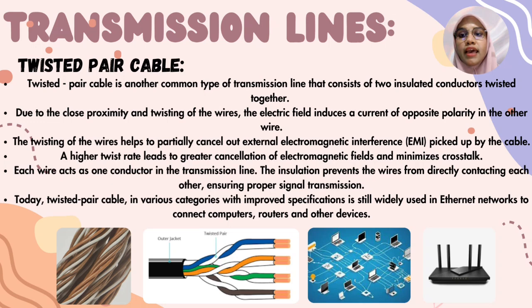Each wire acts as one conductor in the transmission line. The insulation prevents the wires from directly contacting each other, ensuring proper signal transmission. Today, twisted pair cable in various categories with improved specifications is still widely used in internet networks to connect computers, routers, and other devices.